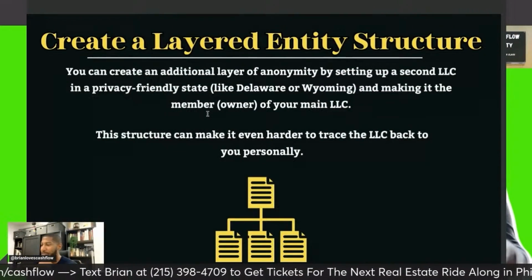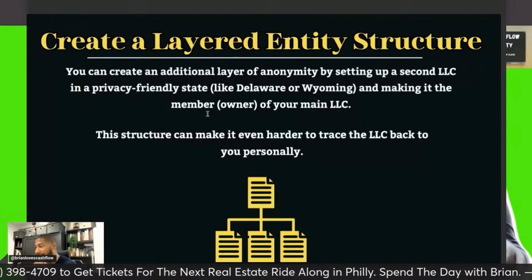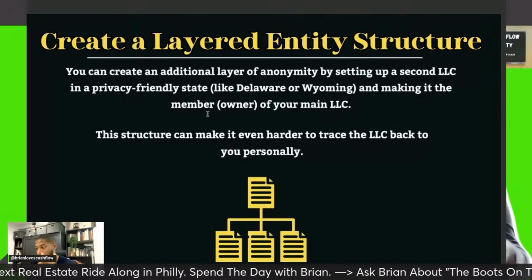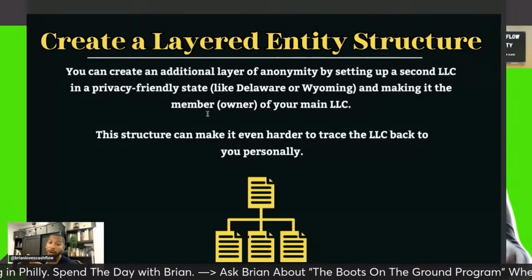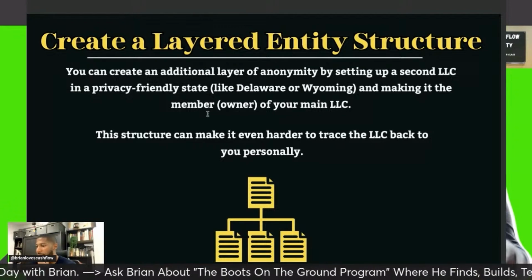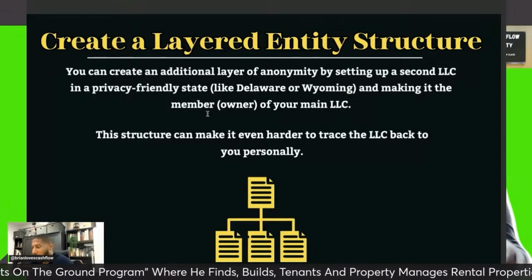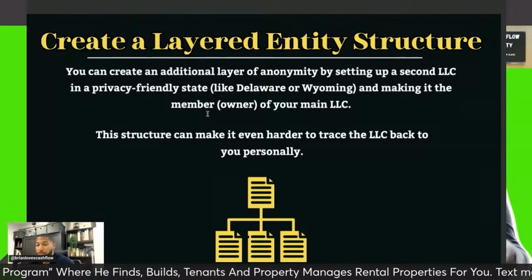You can create an additional layer of anonymity by setting up a second LLC in a privacy-friendly state like Delaware or Wyoming. These are the two that, for my boots on the ground people, you know I'm always talking about, Delaware and Wyoming and why. And making it the member owner of your main LLC. This structure can make it even harder to trace the LLC back to you personally.